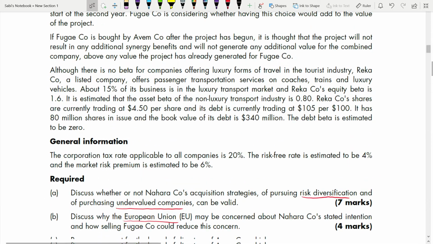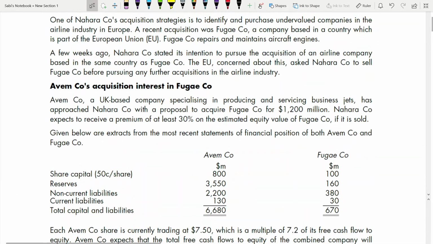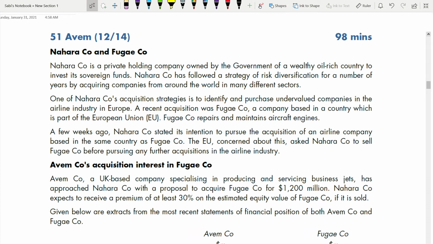Now coming to the case study. Okay. So Nahara and Fugai. Nahara is a private holding company owned by the government of a wealthy oil-rich country, to invest in sovereign funds. Nahara has followed a strategy of risk diversification for a number of years by acquiring companies from around the world in very different sectors. One of Nahara's acquisition strategies is to identify and purchase undervalued companies in the airline industry in Europe. A recent acquisition was Fugai, a company based in a country which is part of the European Union.